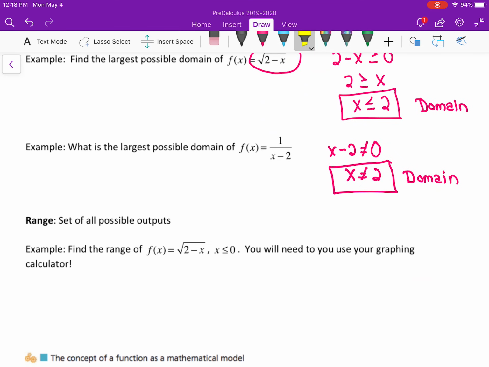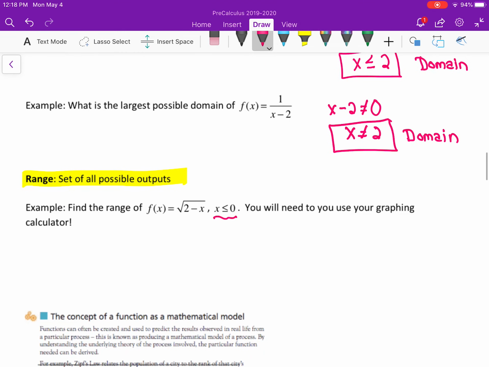All right, the range is the set of possible outputs. All right, so find the range of the following function for x less than 0. So we're looking for a particular part, okay? You'll need to use your graphing calculator. So when you graph this on your graphing calculator, this is what it looks like. Just gonna graph a little bit. If I plugged in 2, you get 0. If I plug in 1, I get 1.